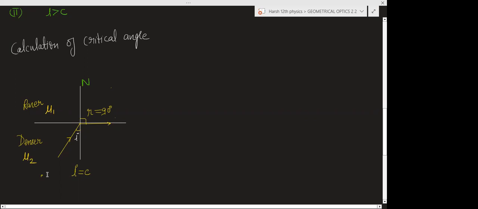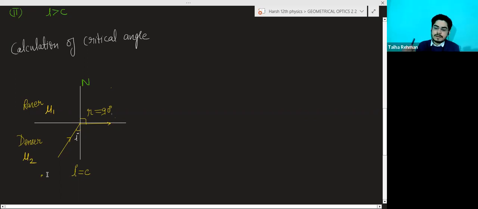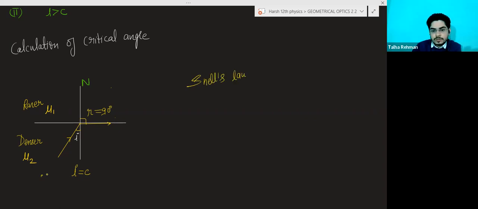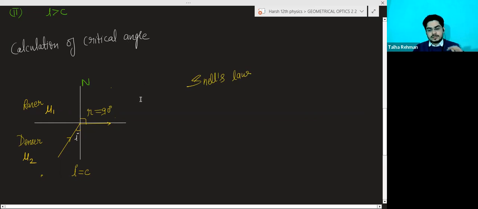Here we will apply Snell's law. I told you that we apply Snell's law between two media. How will we apply it? First, choose any of the media. I choose the denser, since light is going from denser to rarer. First you write the refractive index of the denser medium multiplied by the sine of the angle with the normal. This is the normal.